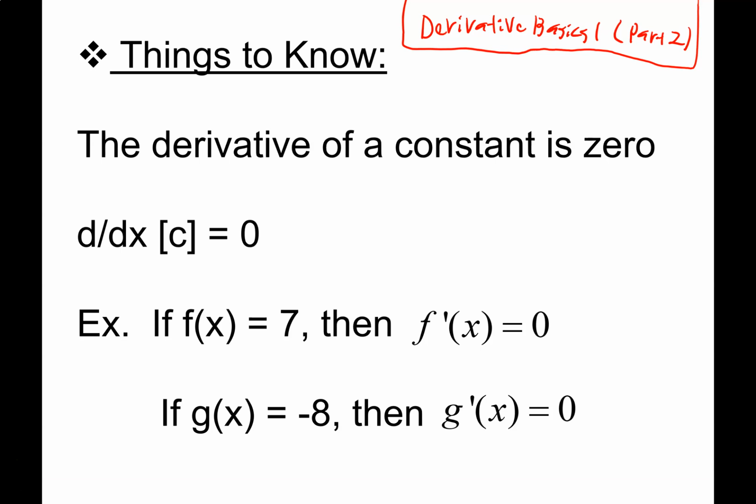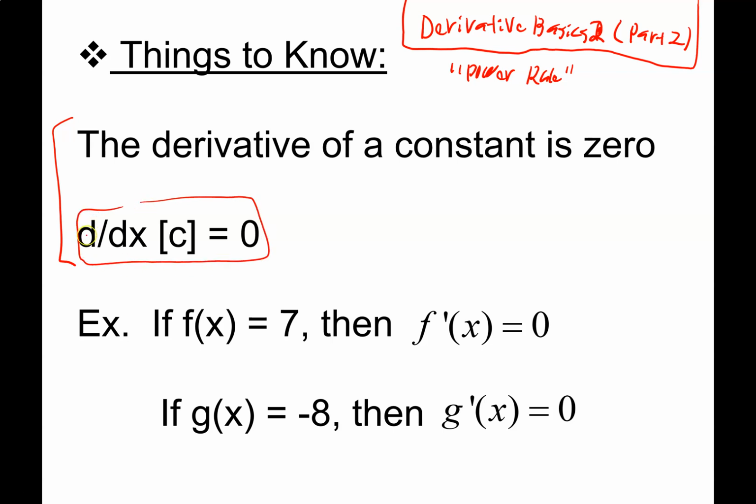Okay, now let's get ready for the second part of our derivative basics, part 2, and we're going to talk a lot today about a little thing called the power rule, which is going to make it a lot easier than doing your definition of derivative and your difference quotient. Now, first little theorem I have here states that the derivative of a constant is 0.